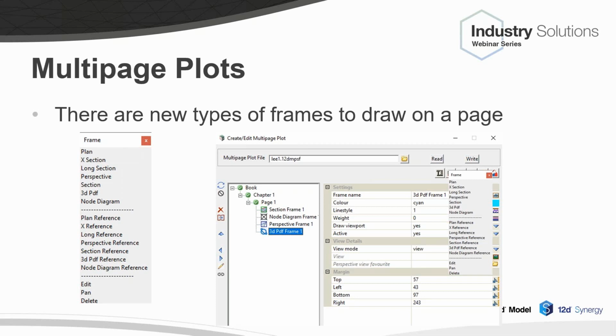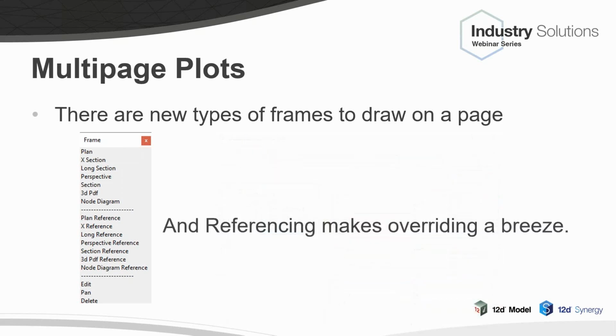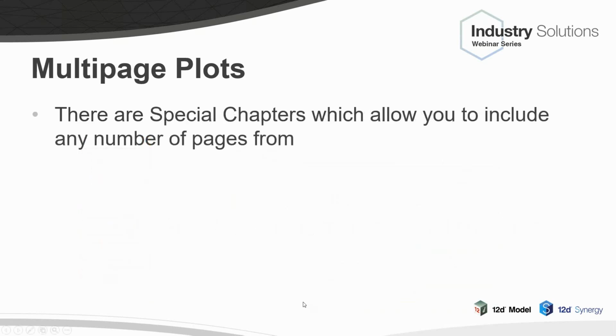And this is where you can reference another plan reference or a cross-section reference and so on. So even though you might have it in another page, you can then reference it onto a different page or a chapter or so on. And you can use that idea to turn them off. Very, very powerful, so you'll have great fun. And that referencing just makes overriding and changing things just for one page or a whole chapter a breeze. So I think you're going to love this stuff.